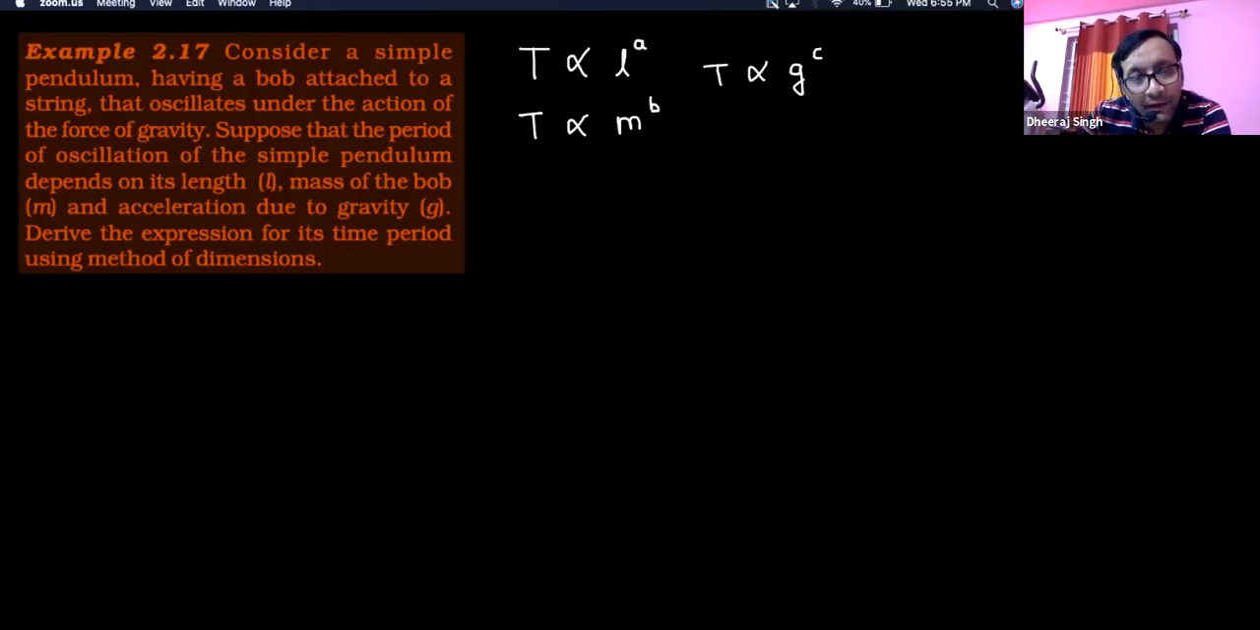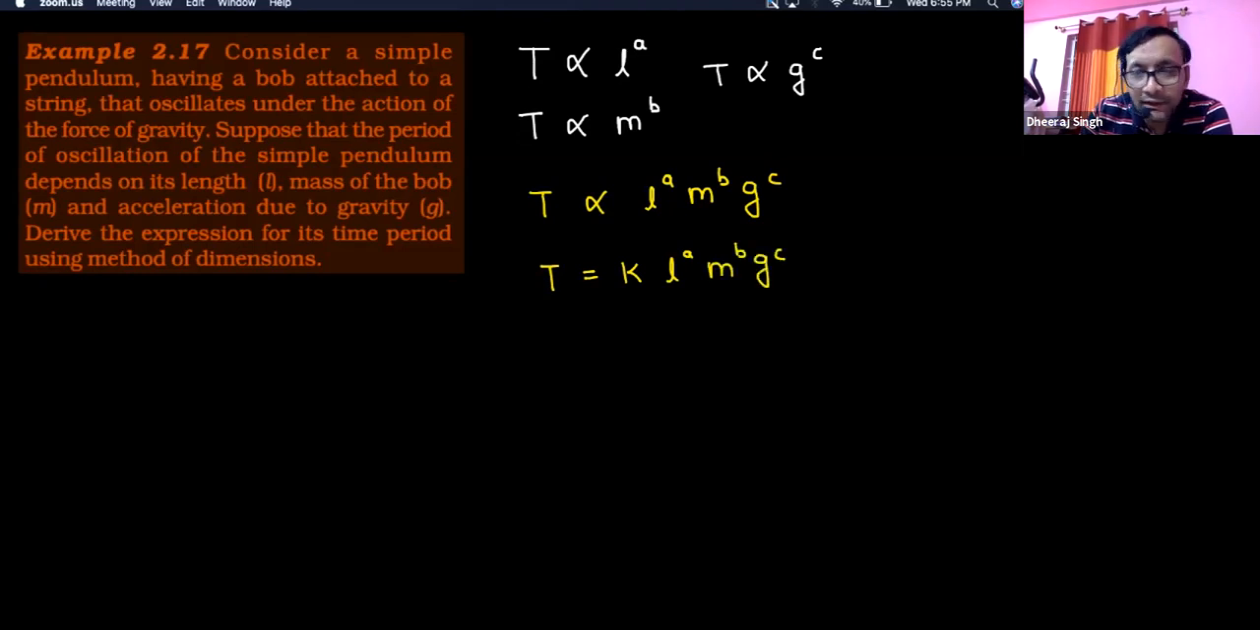If I combine everything, all of you listen here, T is proportional to L to the power A, M to the power B, and g to the power C. I am assuming there is a constant which is dimensionless. So T equals constant K, L to the power A, M to the power B, and g to the power C.